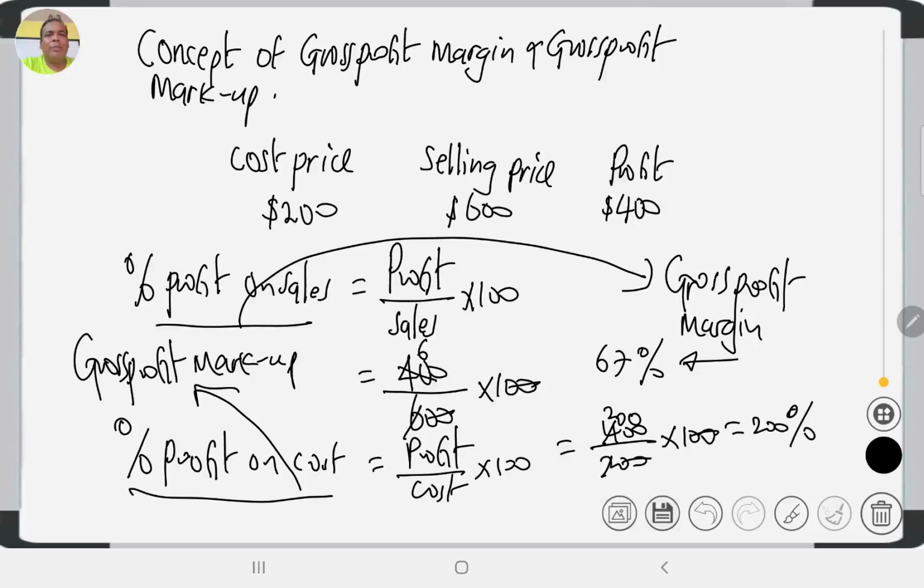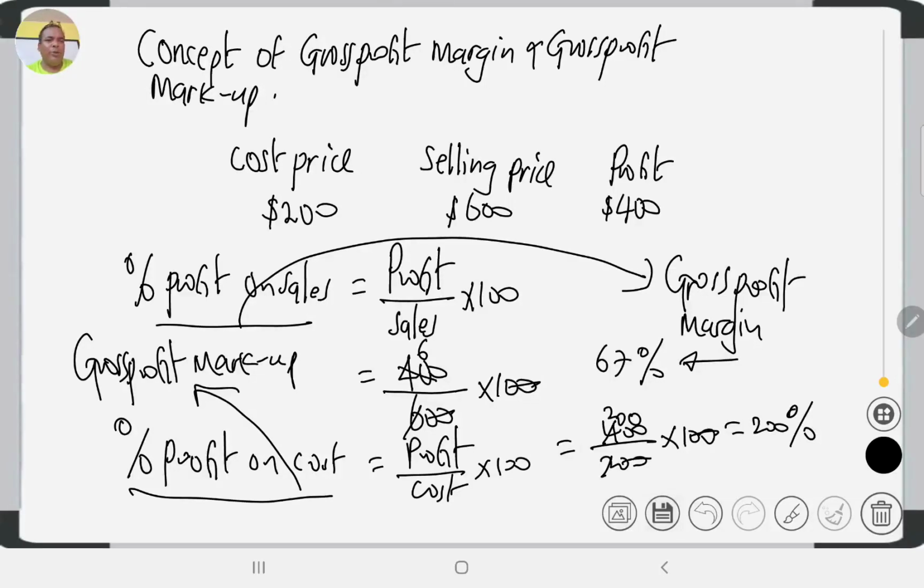These two techniques are measuring the percentage profit. One is measuring the percentage profit in terms of sales, what we call in accounting terms gross profit margin, and the other one is again measuring the percentage profit, but this time in terms of cost, what we call gross profit markup. So very easy, dear student. If you want to remember margin, margin means selling price. If you want to remember markup, markup means cost price. So margin will go with selling price, markup will go with cost price.